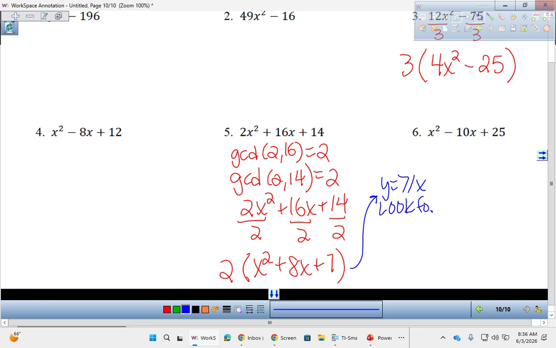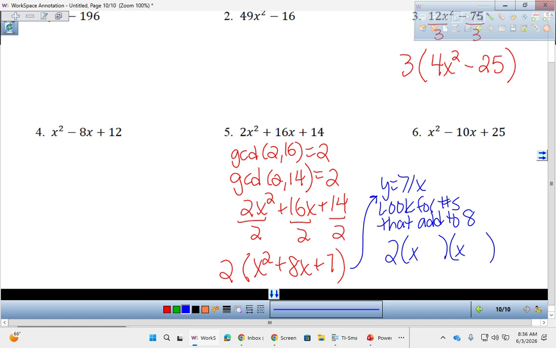We're going to look for numbers that add to what number? Not 16, 8. The new b is 8. And those numbers are going to go into these parentheses. And that 2 is just going to stay in the front. So we did GCF by dividing out the 2. Now we're doing a equals 1.